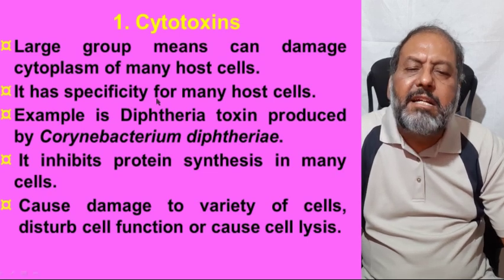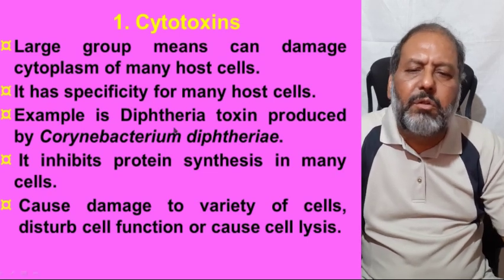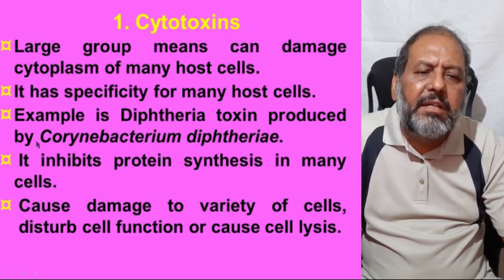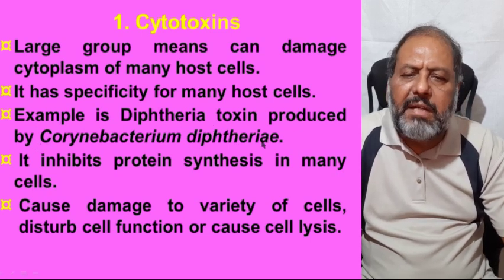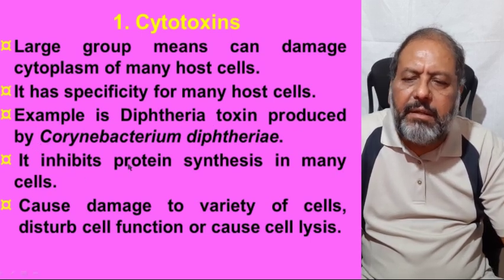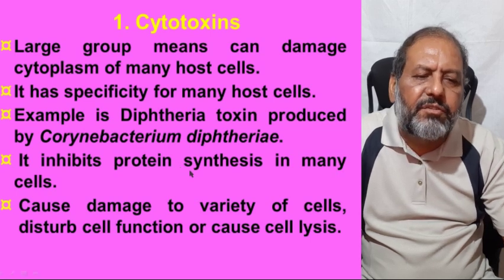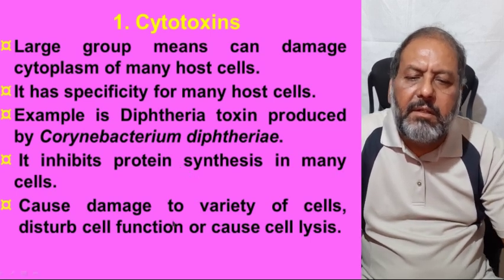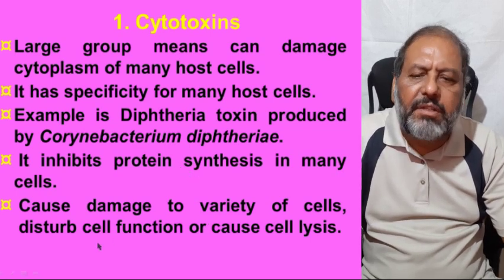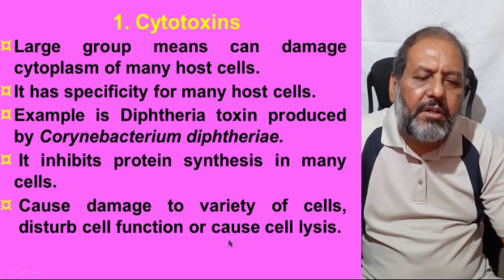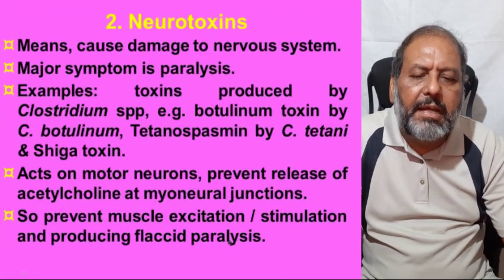It has specificity for many host cells. An example is diphtheria toxin produced by Corynebacterium diphtheriae. It inhibits protein synthesis in many host cells. They cause damage to a variety of cells, disturb cell function, or cause cell lysis.